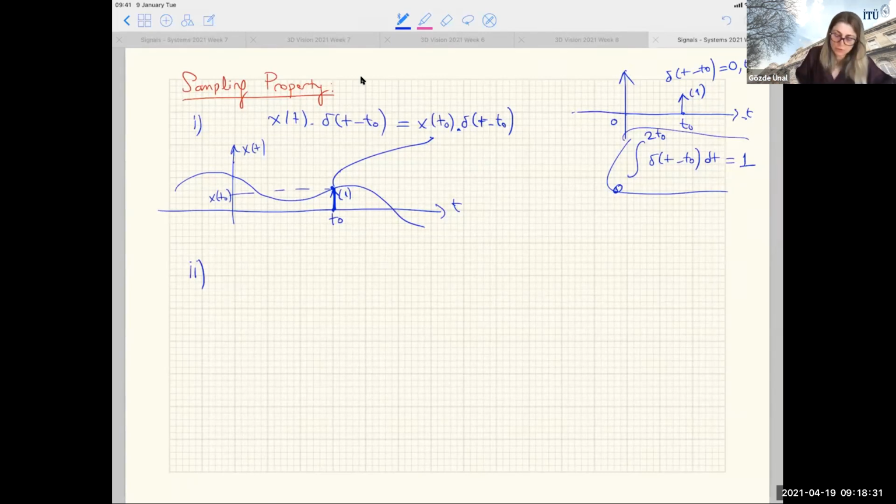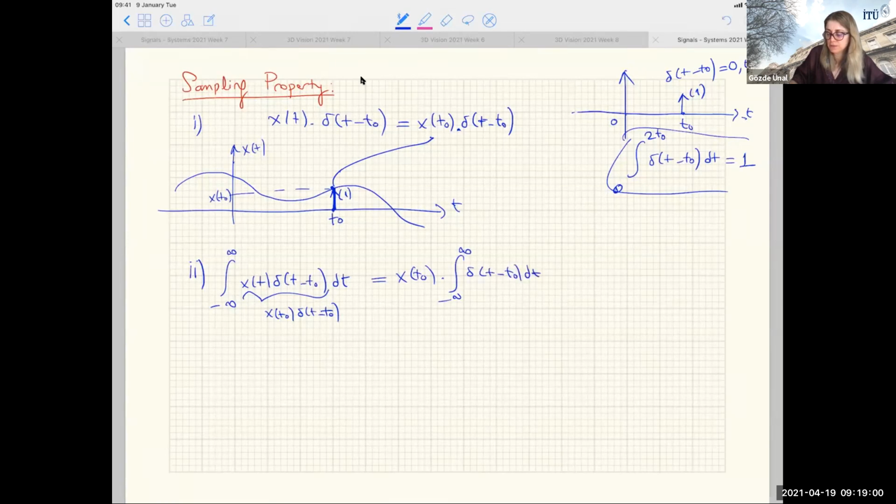The second sampling property is, if now we integrate that out, it will just be left with x of t0. So this was multiplicative sampling, this is integration. Minus infinity to infinity, x of t times delta t minus t0, dt, of course. I use the first property because we know this is really x of t0 delta t minus t0. Then that's really x of t0 times the integral from minus infinity to infinity of delta t minus t0 dt. I know this is equal to 1. So this is really extracting out the value of the signal, so it samples the value of the signal at the t0 point.